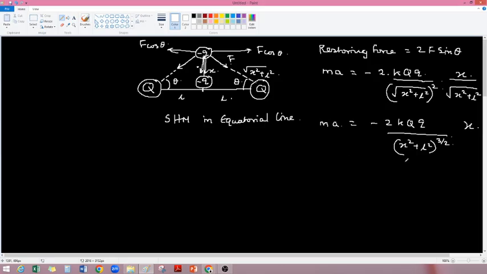So m will be brought over here, or maybe I can show it in the next step. And usually we will take x is very small compared to L, so that means x squared can be ignored. So L squared cancels, L cube. So I'll be getting minus 2kQ by m L cube. That's all.